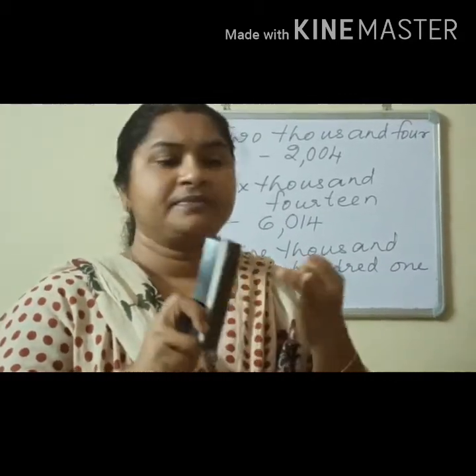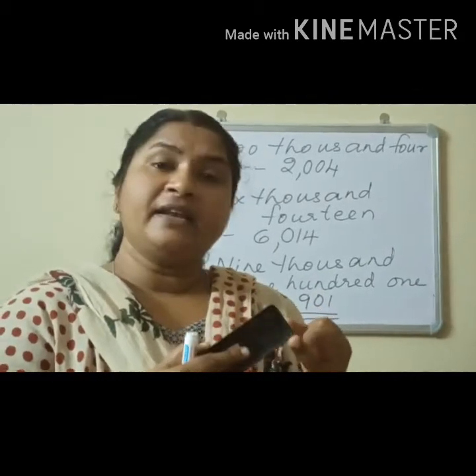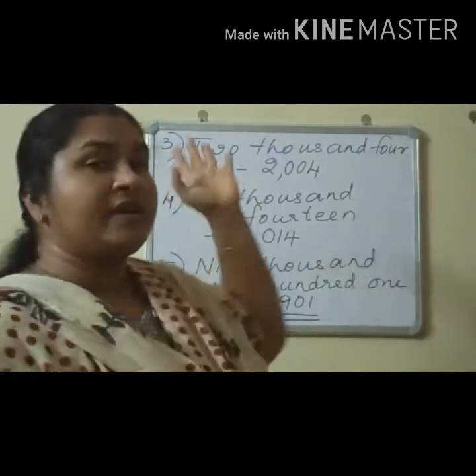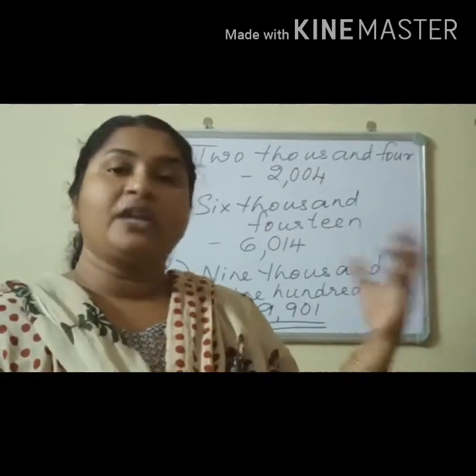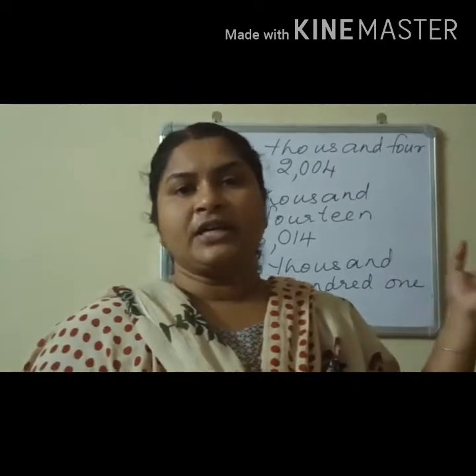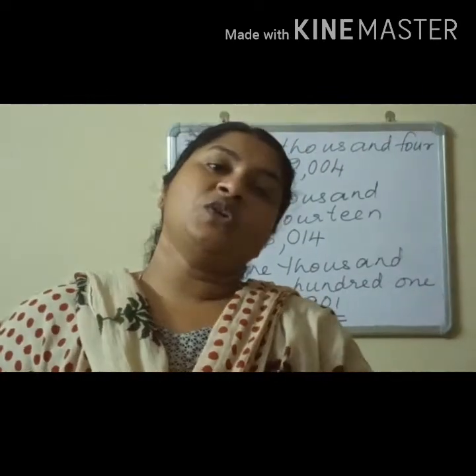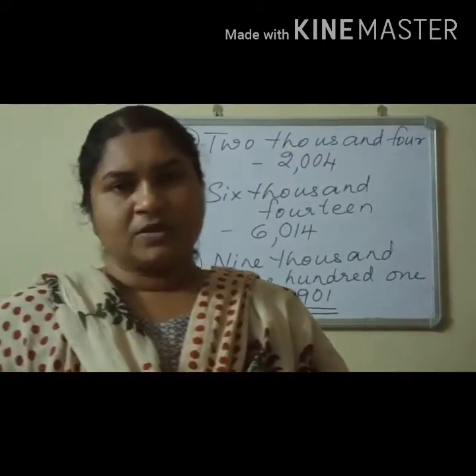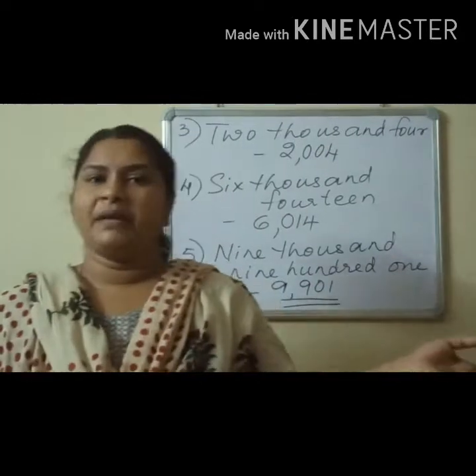So now we have studied how to read a number from an abacus with 4 digits. Then the number name. Then when the number name is given, how to write the number, that also we have studied. Now let's move to the place value. Once we study the place value, we can go to the expanded form. So now let's see what is the place value.